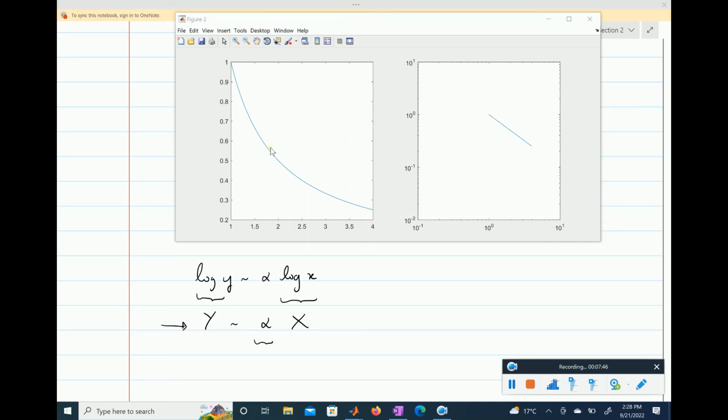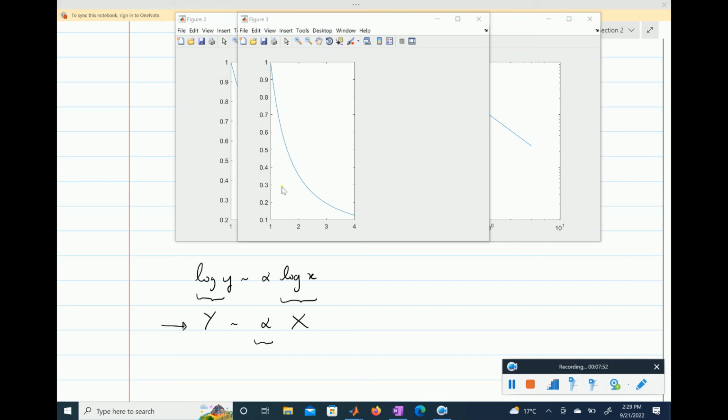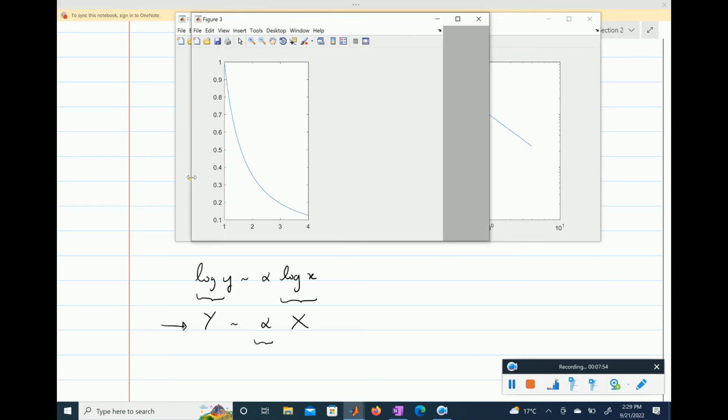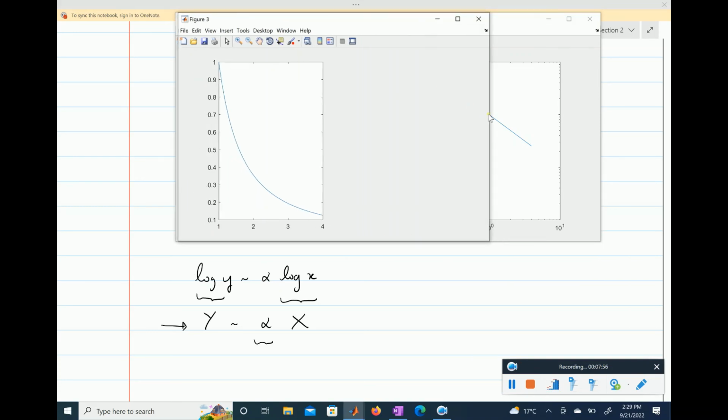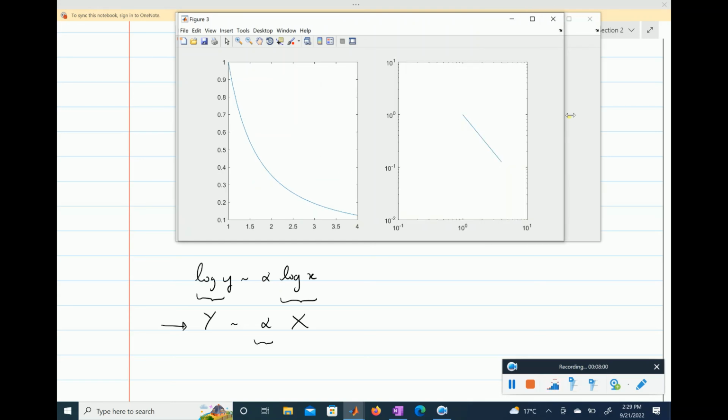Now let's take another example. Again, it's not easy to know whether this is a power law or not. So what we can do directly is plot in log-log. When we plot in log-log, we see that we have a straight line again. So we know that this is also a power law.